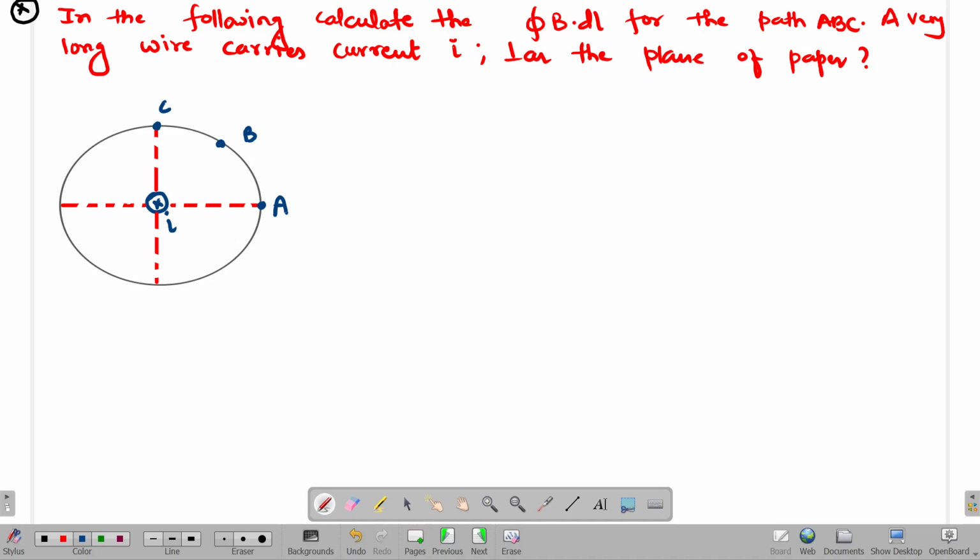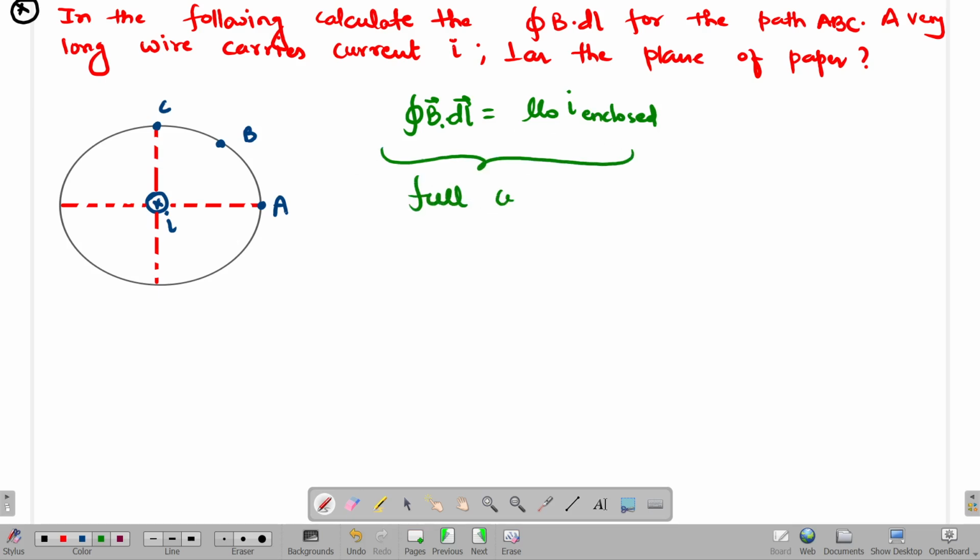This is not about infinity. I'm just asking you B dot dl. Basically, the formula of integral B dot dl is what? Integral B dot dl is mu naught into I enclosed. That's all. But that is for a full closed loop. Already a constructed loop is there. For this path, integral B dot dl is what it is asking. And this is basically a closed loop only or not?